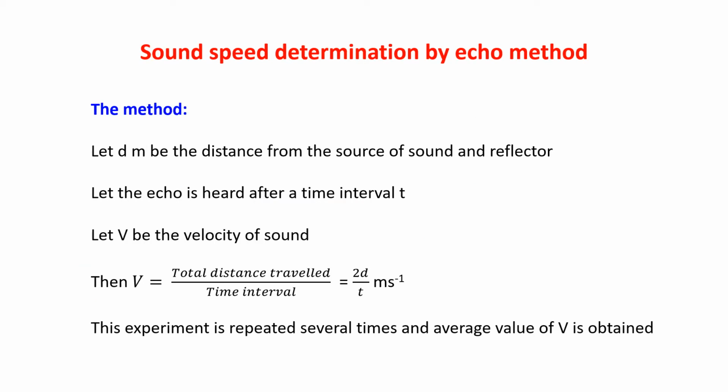The speed of sound determination by echo method. Let d meter be the distance between the source of the sound and the reflector, and let the echo be heard after a time interval of t. V be the velocity of sound. So V is equal to total distance traveled by time interval, that you all know. So it is V = 2d/t meters per second. This experiment is repeated several times and the average value of V is obtained.